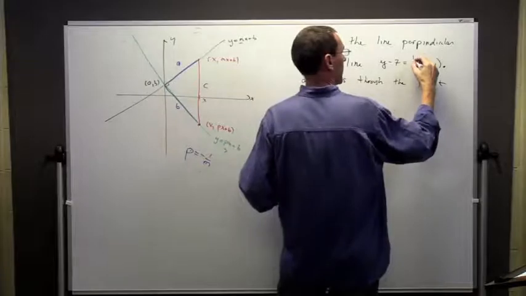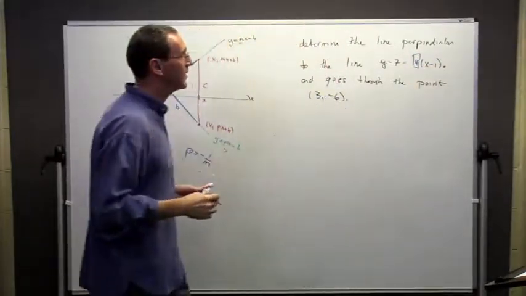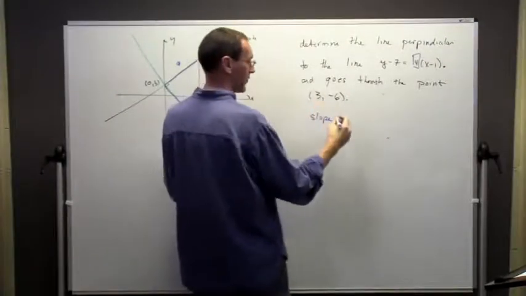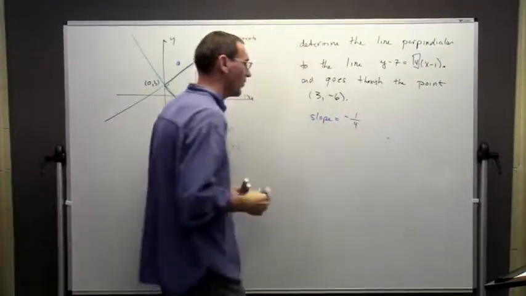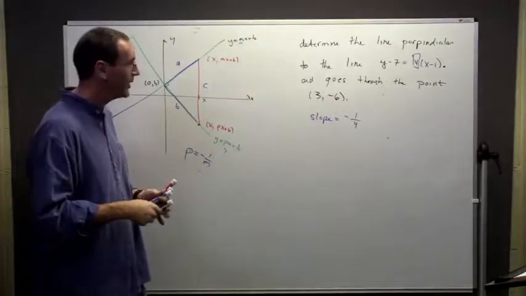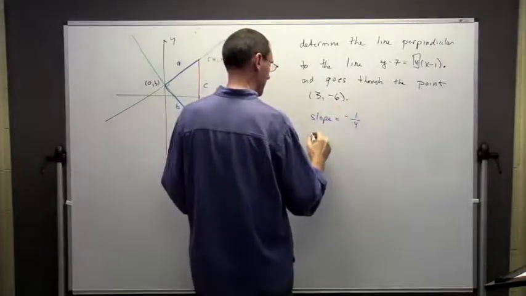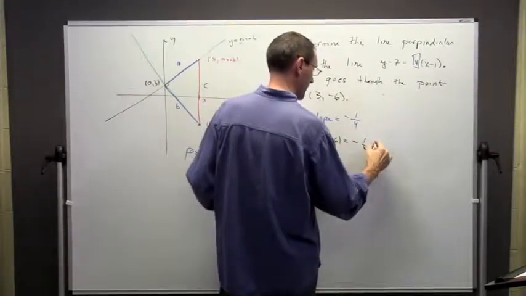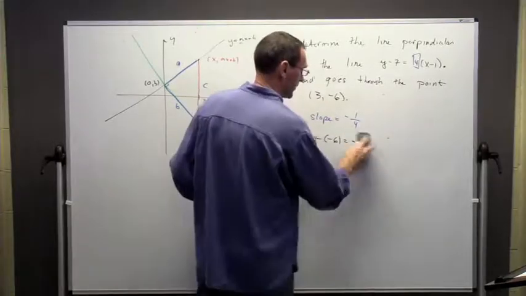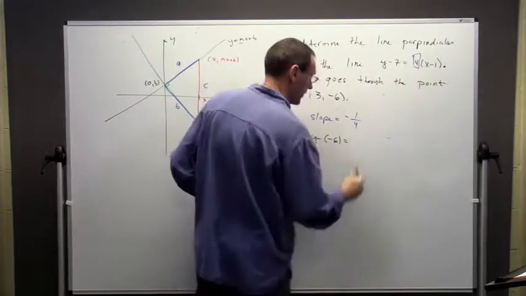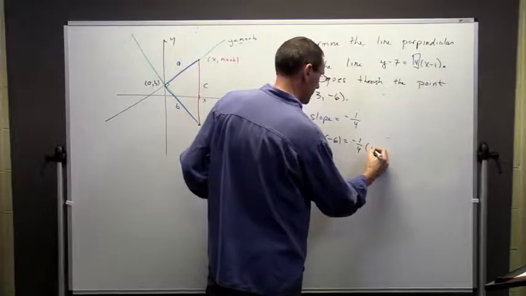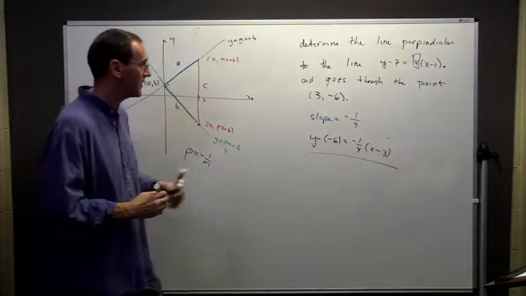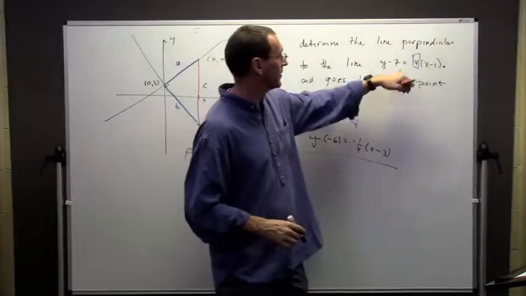Okay. So here's the thing. The slope of the original line is 4. So the slope of the line that's perpendicular to this is going to be minus 1 over that, or minus 1/4. And since it goes through this point, it's going to be y minus a minus 6. That's the y value. It's going to be the slope times x minus 3. And so now this line is going to be perpendicular to that one.